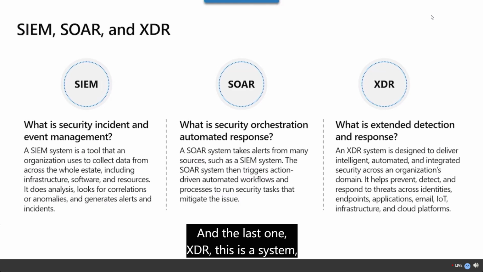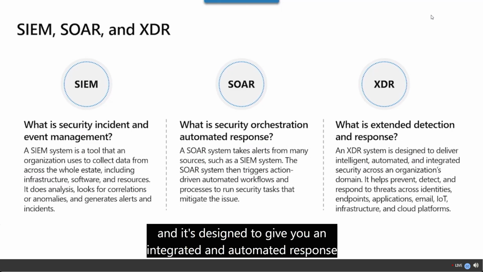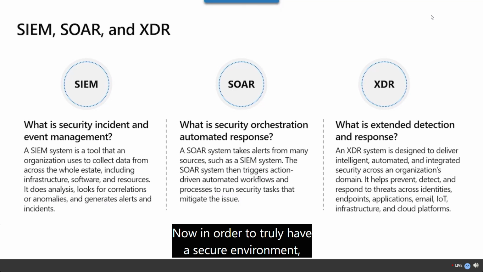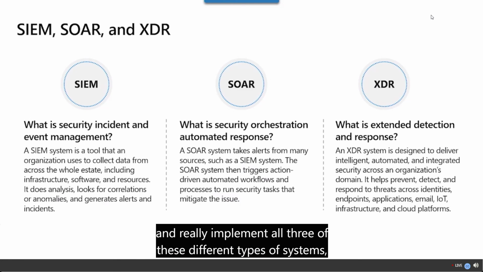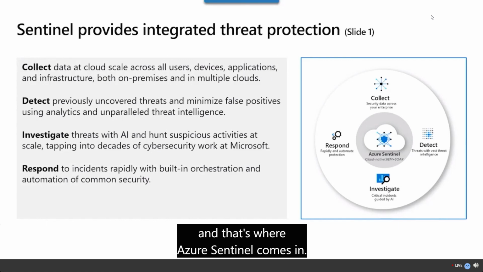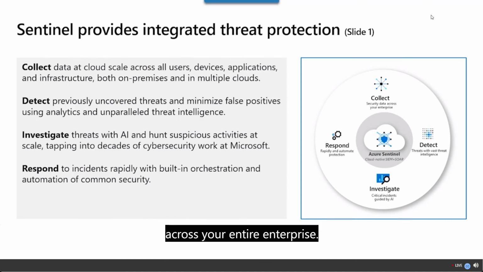And the last one, XDR. This is a system, or it stands for Extended Detection and Response System, and it's designed to give you an integrated and automated response across your entire organization. Now, in order to truly have a secure environment, your organization needs to embrace and really implement all three of these different types of systems. And that's where Azure Sentinel comes in. Microsoft Azure Sentinel is a SIEM and SOAR solution that delivers security, analytics, and threat intelligence across your entire enterprise.